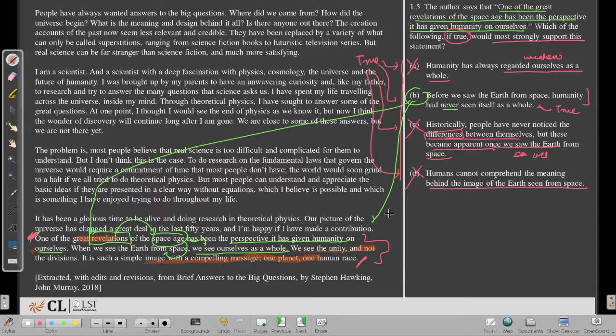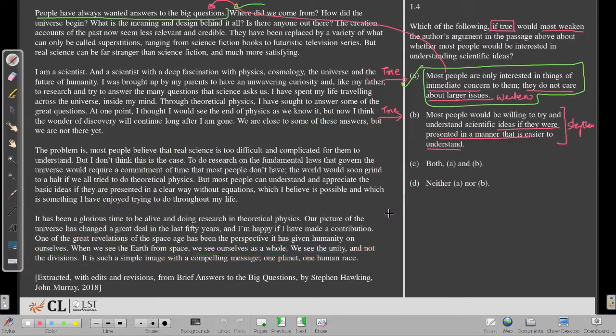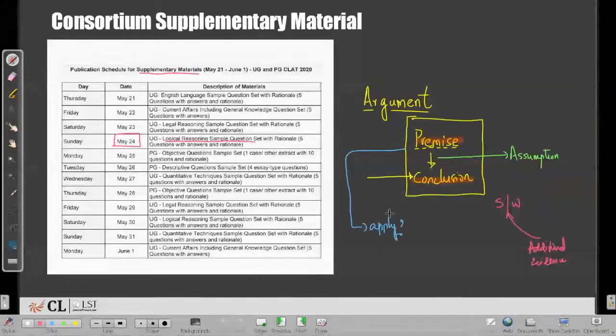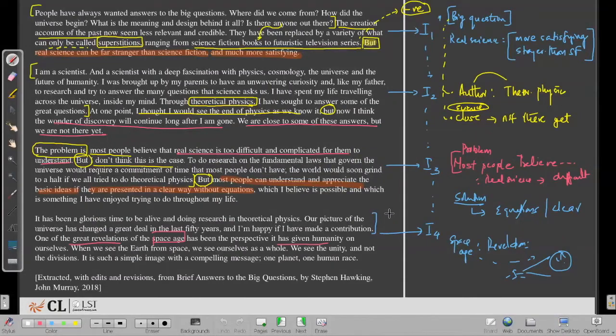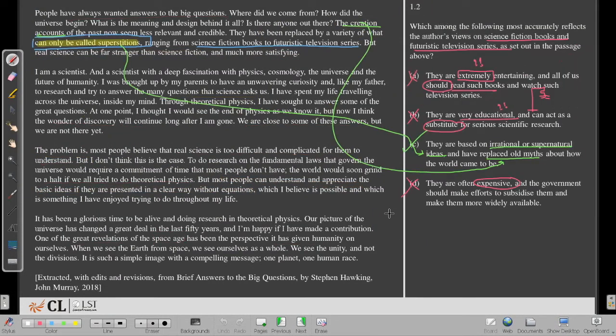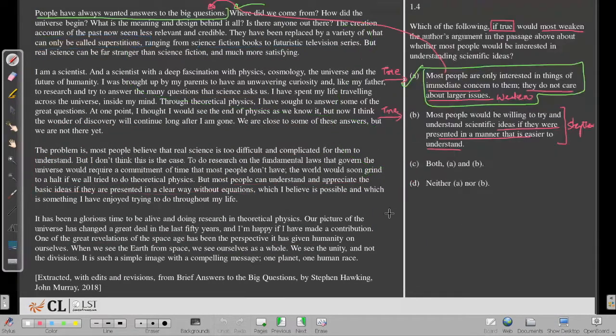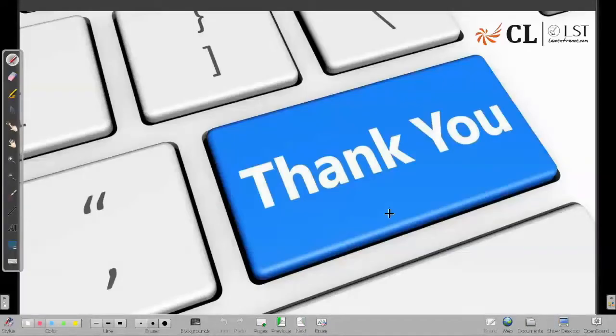So again, the key thing here is to look at the passage and understand it from this angle, looking at the claim. Once you get the claim, you see that for most of the questions you really don't have to go back to the passage, and you should be able to answer the question. So there you go. Thank you.